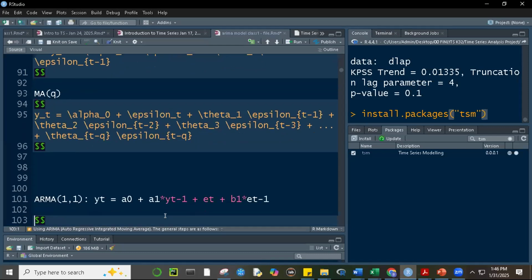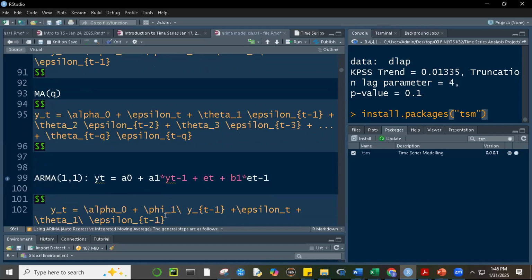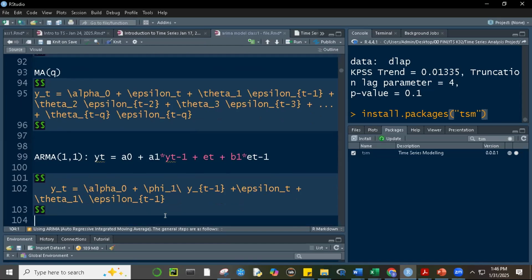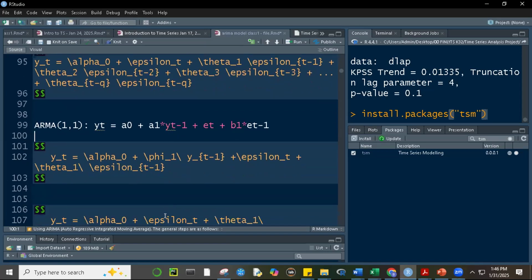Okay, so we have discussed, class, an AR process and an MA process. Therefore, the combination, class, is just very easy. You just combine both the AR component and the MA component. So in this example, you have an ARMA(1,1). You can see here that the time series is equal to your intercept or your constant plus this is your first order autoregressive.